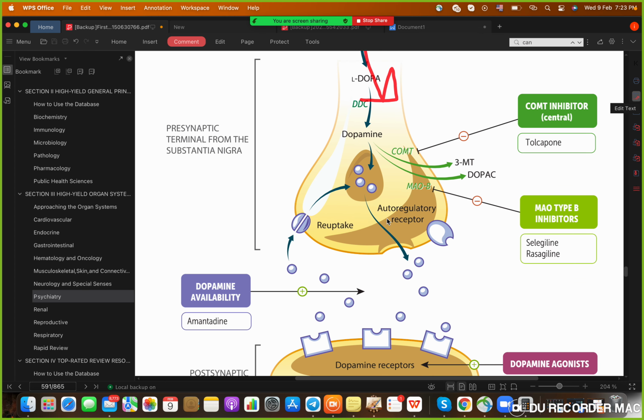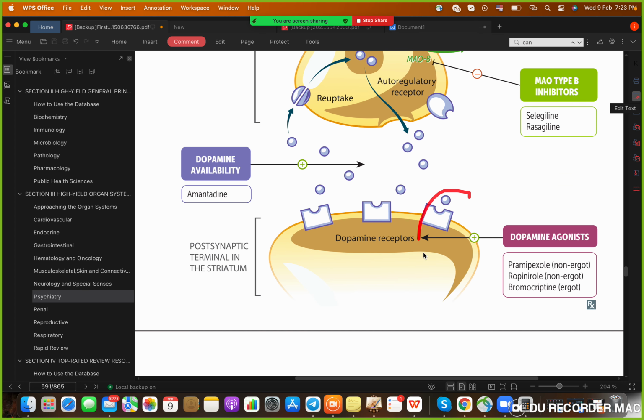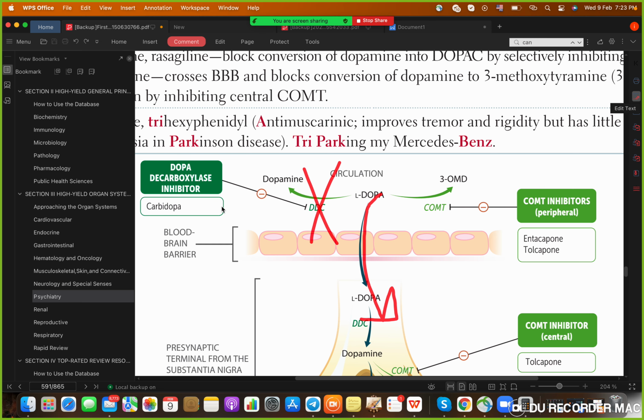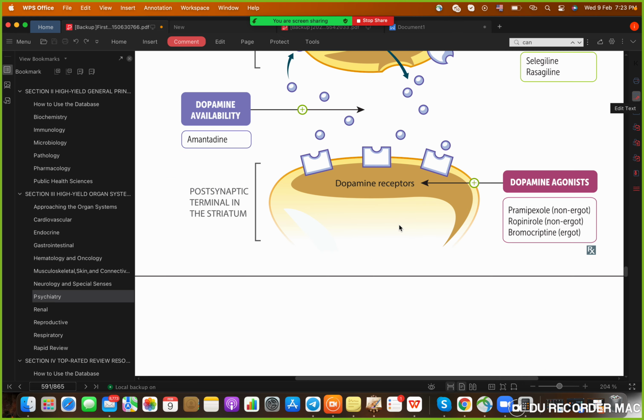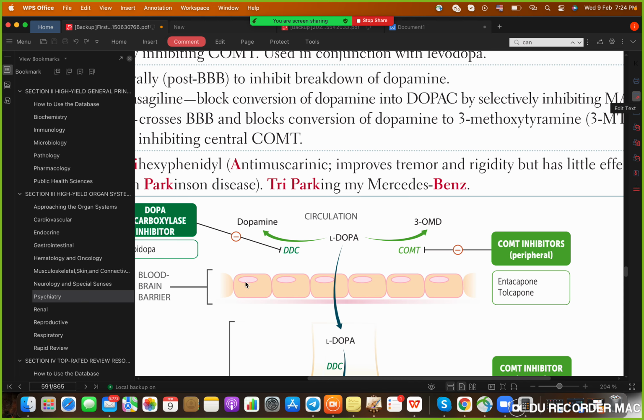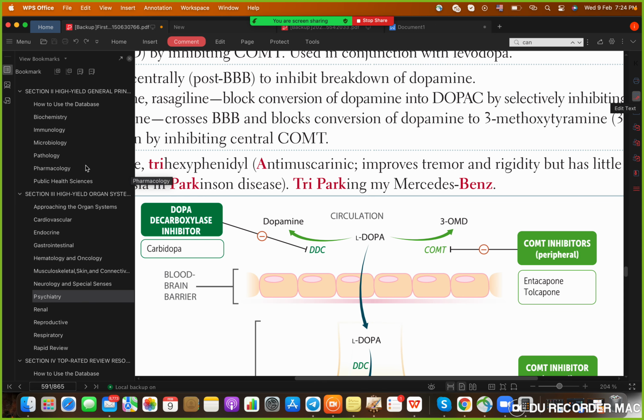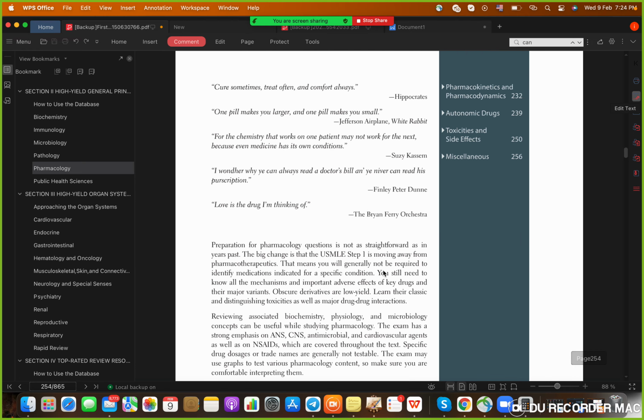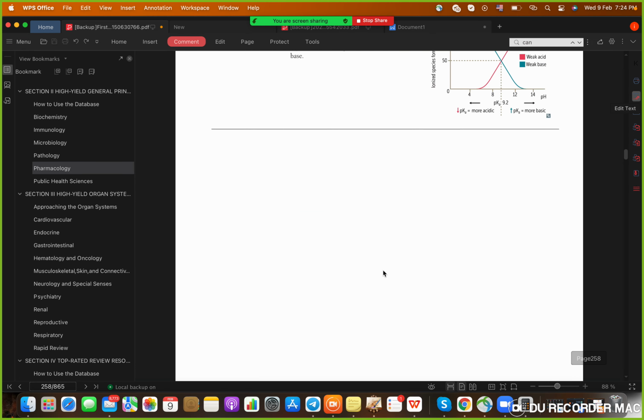Carbidopa is not working at the dopamine receptor. It's just preventing the degradation of dopa. So the function of carbidopa, which is like a drug B, is 0, while the dopa function is 2. But dopa, which is drug A, without drug B, which is carbidopa, is totally useless. Okay, so that is the point there.